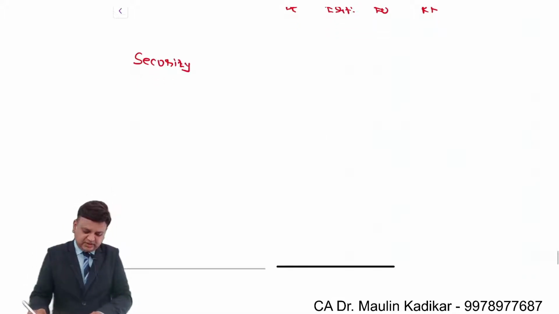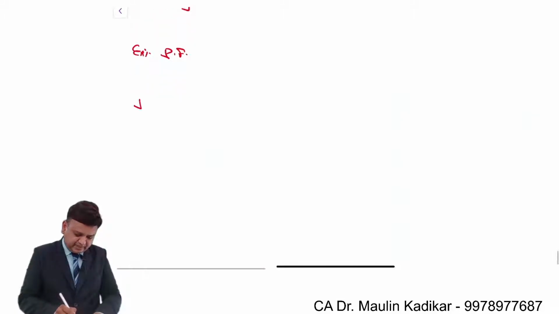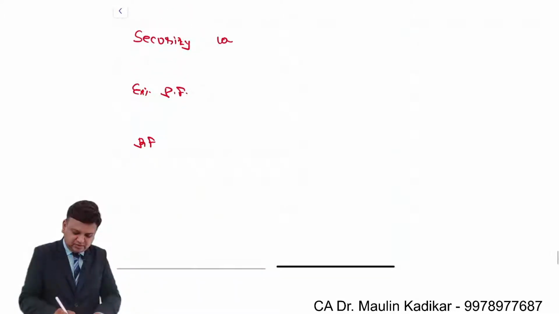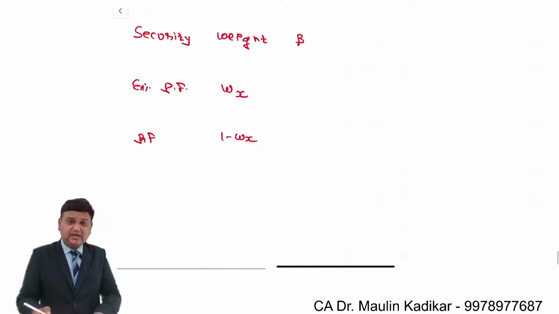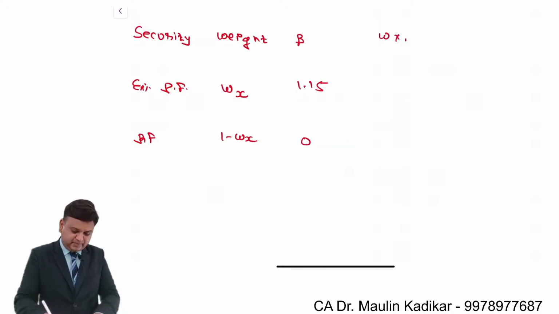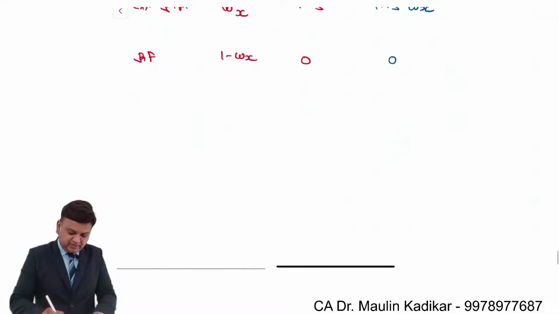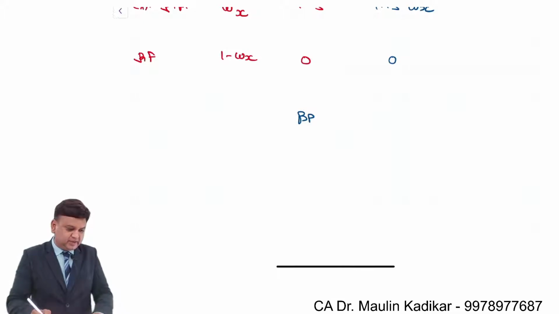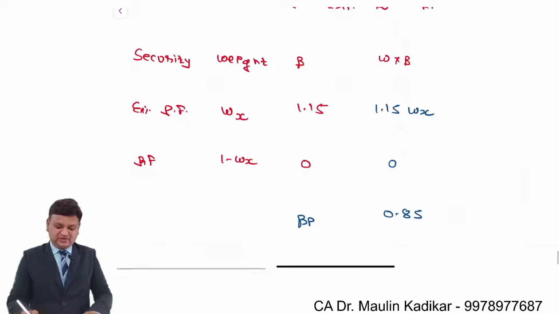So security or investment, in that, it is existing portfolio and it is risk-free security. Weight Wx, this is 1 minus Wx. Beta 1.15 and 0. Weight into beta: 1.15 Wx and this is 0. Overall beta of the portfolio should be 0.85.